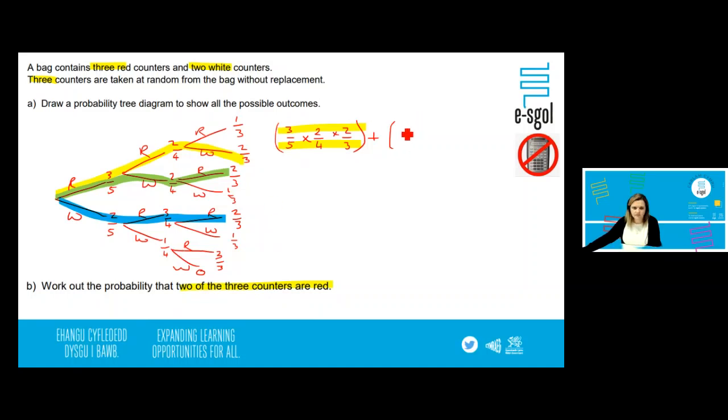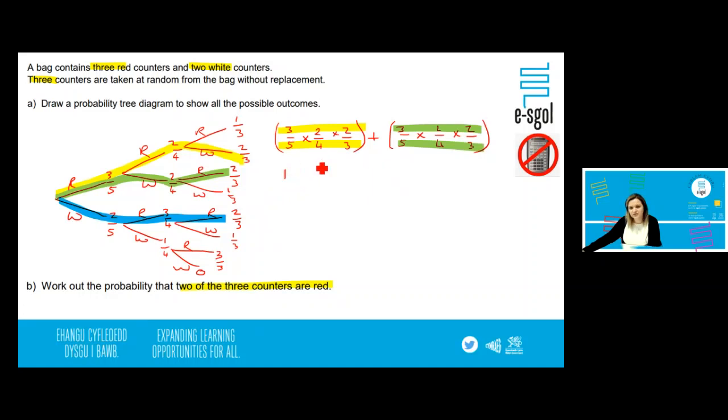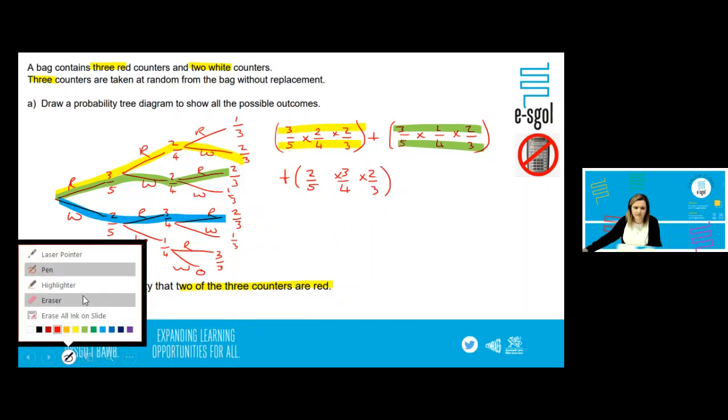Okay, so the next one, green section. So we've got 3 over 5 for our first one, multiplied by 2 over 4 for the next one, multiplied by 2 over 3 there. Okay. And that's the green part. And then we've got one more, which is the blue section. Again, multiplying our 3 fractions. Ideally, you'd have all this on one line, but I can't fit it in on mine. Okay, but if you've got a wide piece of paper, then please put it all on one line. So 2 over 5 multiplied by 3 over 4 multiplied by 2 over 3. Okay, and that is our blue section then.